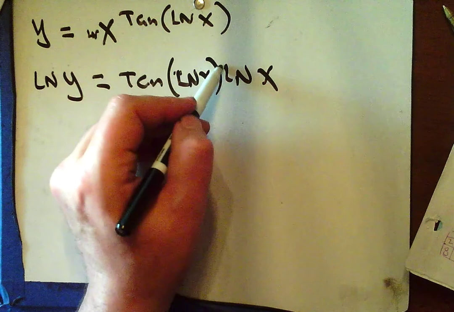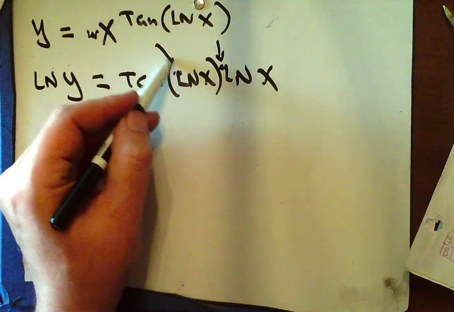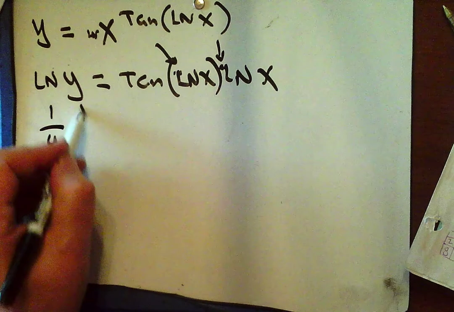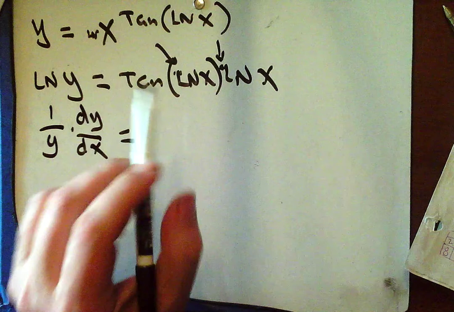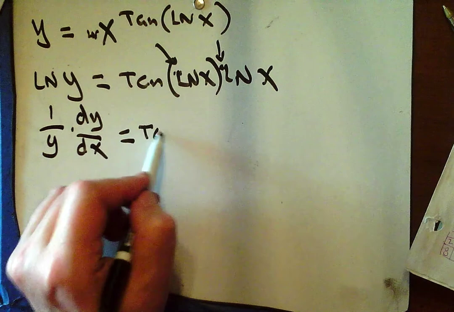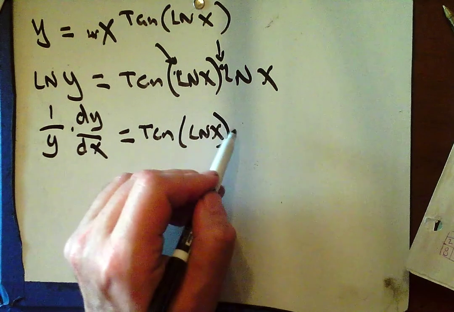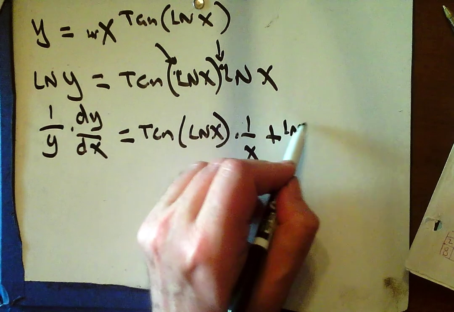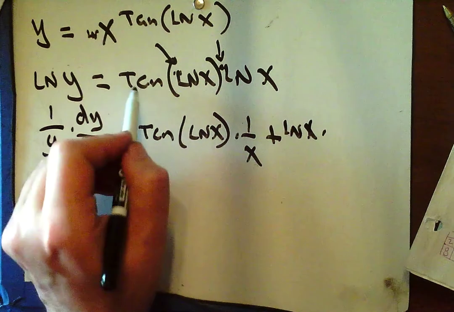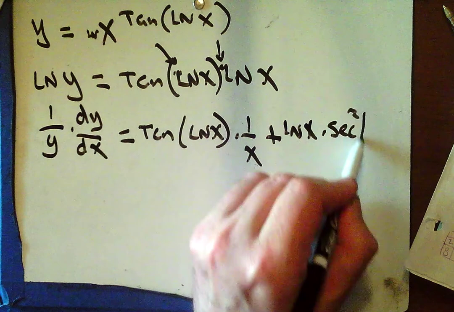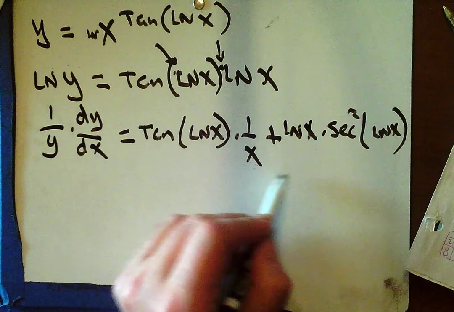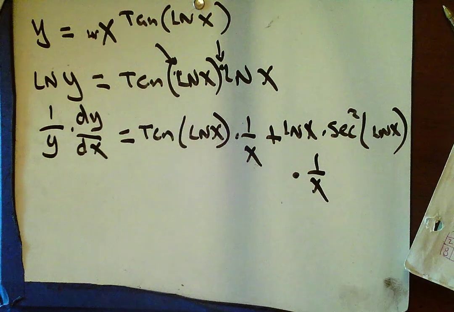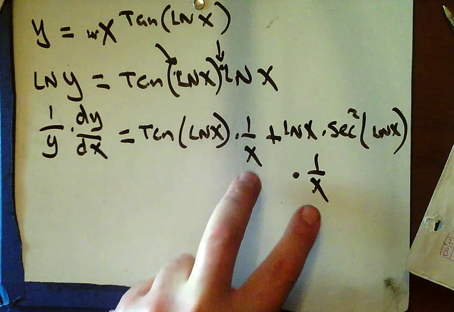Little ln, bring that down in front. Okay. This is a product, but this is composition. I take the derivative here, I get 1 over stuff times the derivative of stuff with respect to x. And here I have a product rule. Tangent of ln of x times the derivative of this plus this times the derivative of this. Derivative of tangent is secant squared, leave the inside alone, times the derivative of that inside, 1 over x. Anything I can factor out? Just the 1 over x.